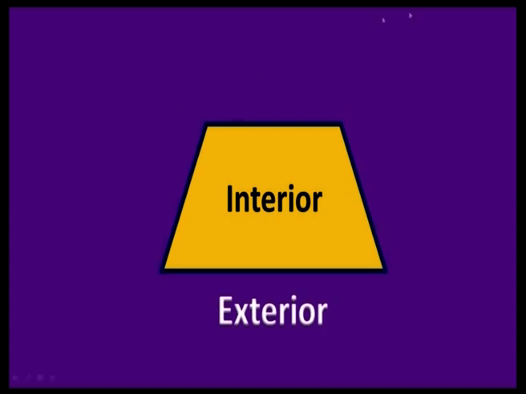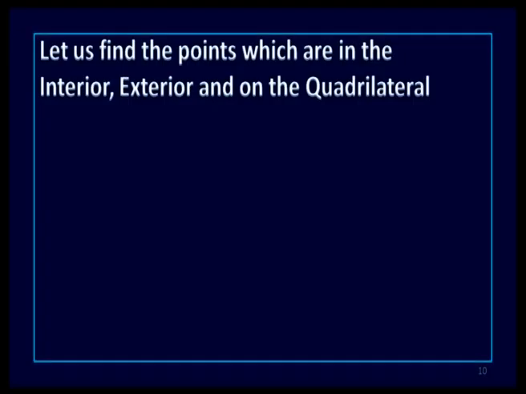So, from this, what can you understand, children? A quadrilateral divides a plane into 3 parts: interior, exterior and the boundary. Okay, let us find the points which are in the interior, exterior and on the quadrilateral.